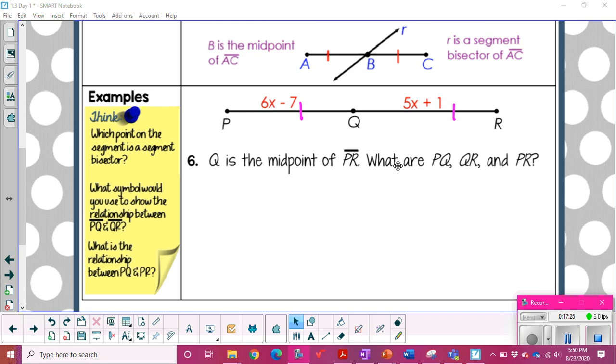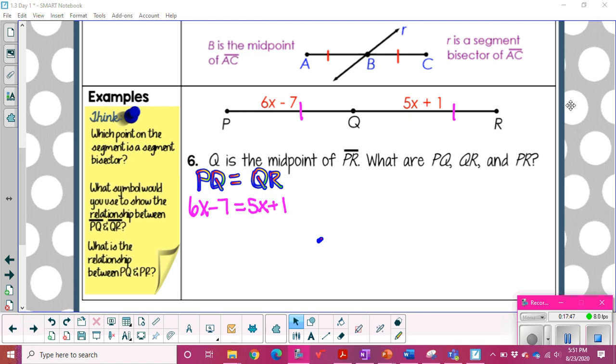I want you to pause the video, take a second, and figure out how to set up that equation, and then check back. Okay, so the true thing that we know is that PQ is equal to QR, and we can set 6x minus 7 equals 5x plus 1. So I'm just going to fill in here with 6x minus 7 equals 5x plus 1.